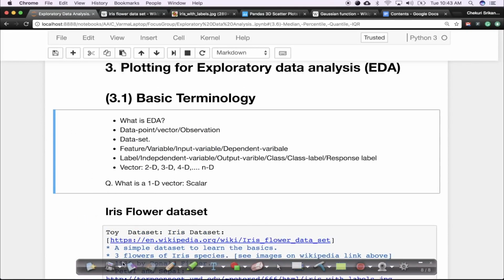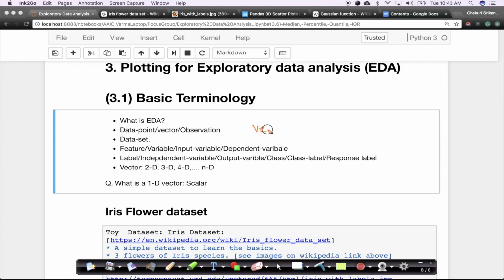So if you go up, what we have here can be called a data point or a vector or an observation. You might ask me, a vector is something that I learned in physics in my 12th grade. So how is that vector related to this? For this discussion, we can just think of a vector as nothing but an n-dimensional numerical array. That's the simplest way to think of it for now, right?